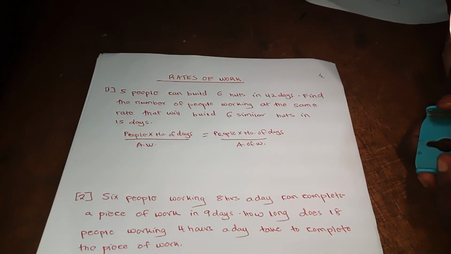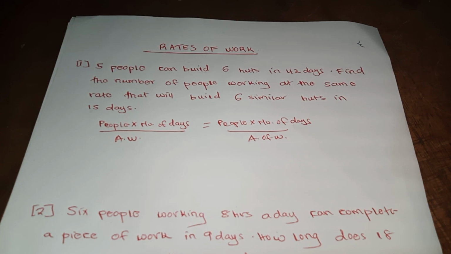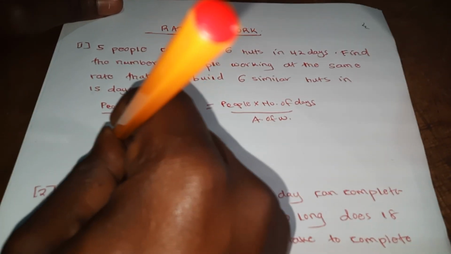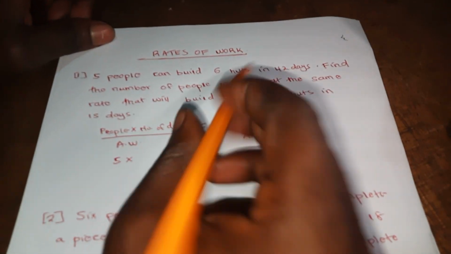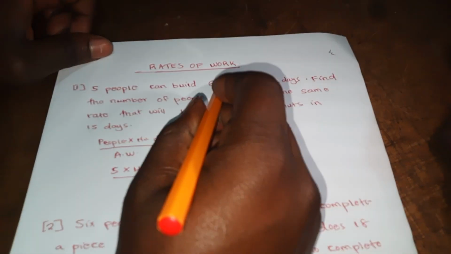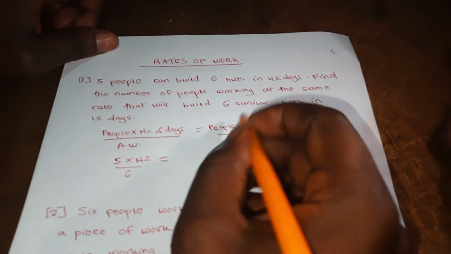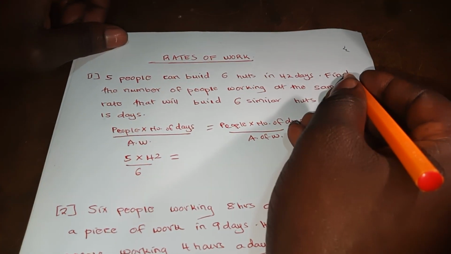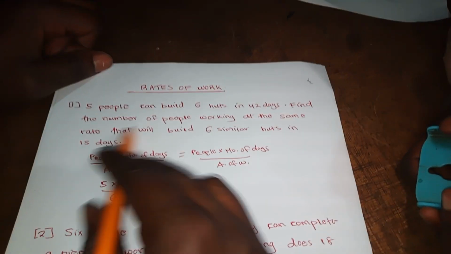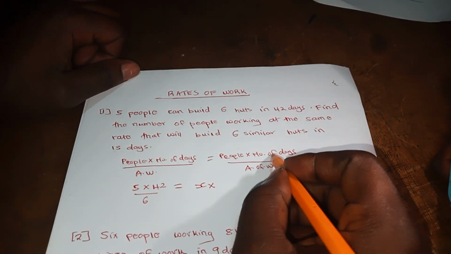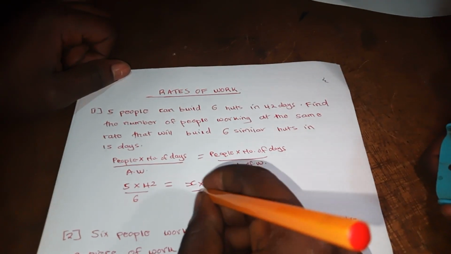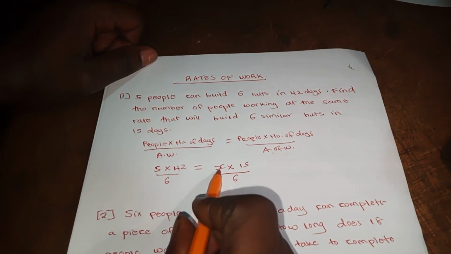So we are going to substitute in the formula. So people, the first statement, we have 5 times number of days, we have 42. Amount of work, we have 6 huts, is equal to number of people of the second statement. Now number of people, we have x, that's what the question is asking us to find, times number of days, which is 15, all over amount of work, which is 6 similar huts.